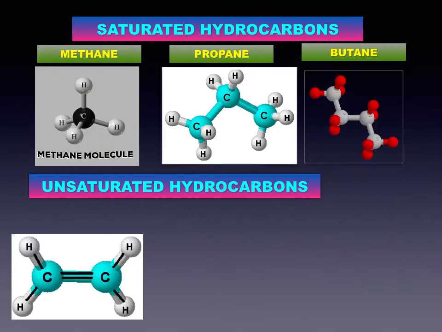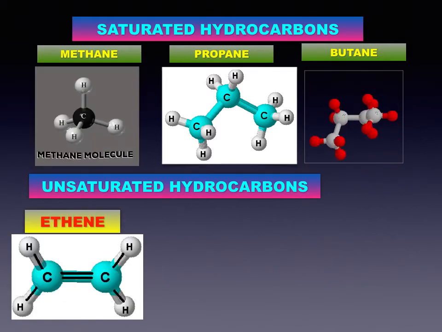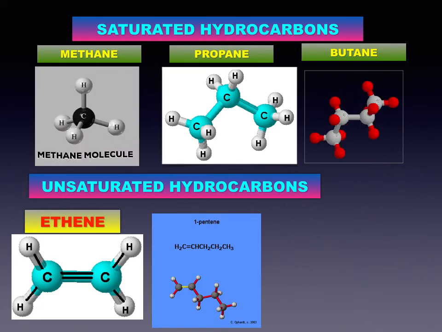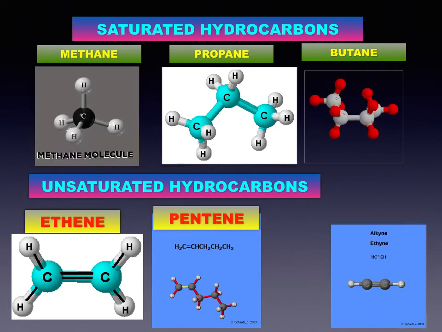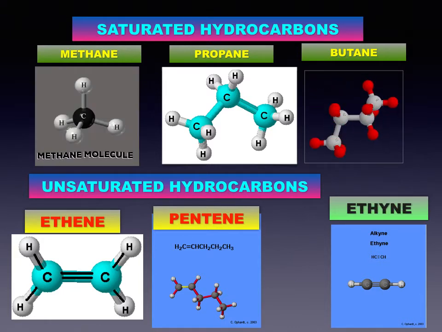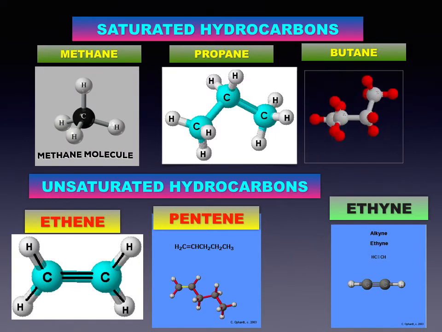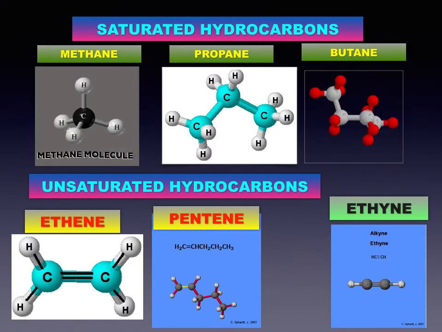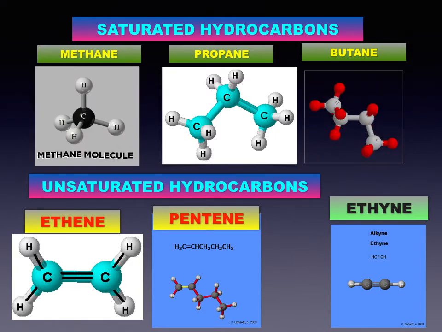For example, ethene, pentene, ethyne. Ethene and pentene have a double bond, whereas ethyne has a triple bond.